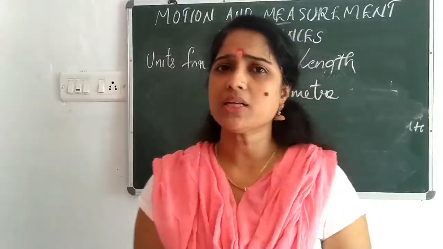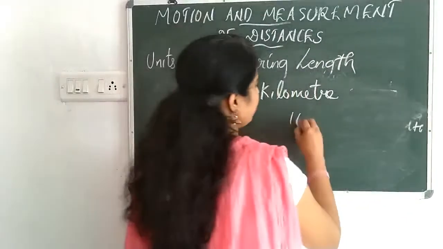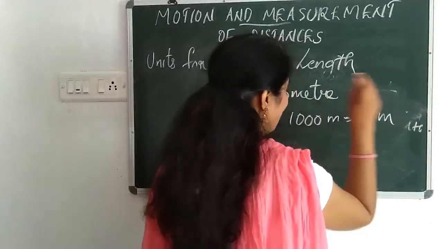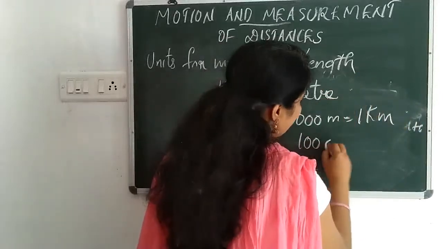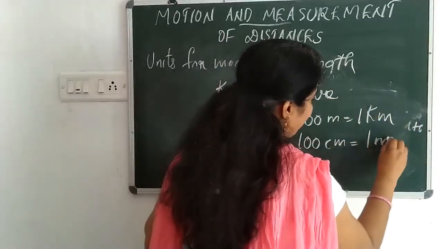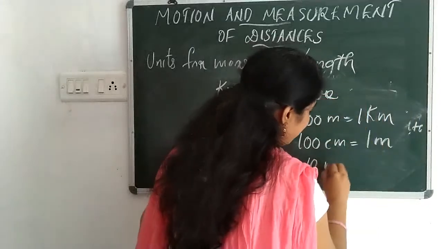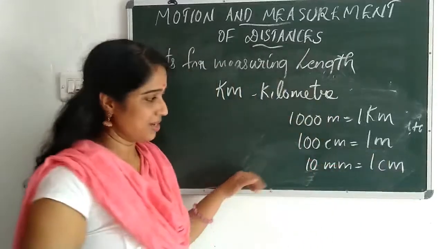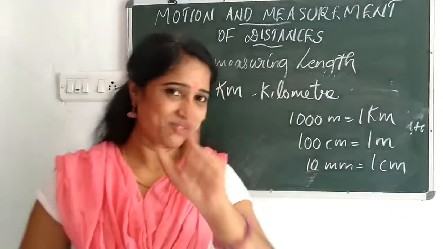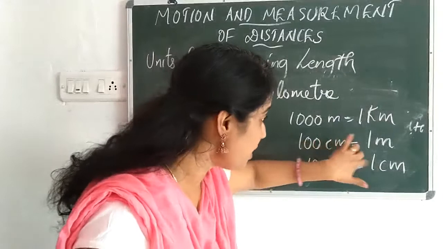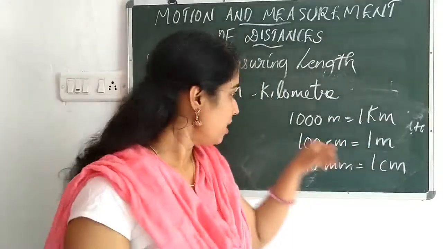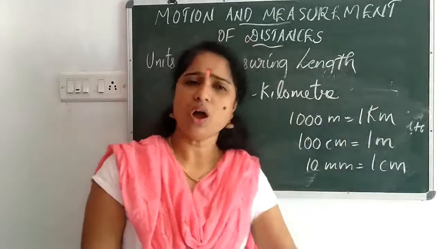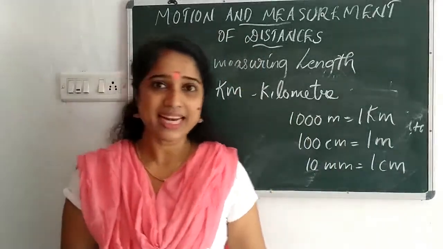And how many meters in 1 kilometer? 1000 meters equal 1 kilometer. 100 centimeters equal 1 meter. 10 millimeters equal 1 centimeter. Very interesting. 10 millimeters equal 1 centimeter. 100 centimeters equal 1 meter. 1000 meters equal 1 kilometer. Clear about it?